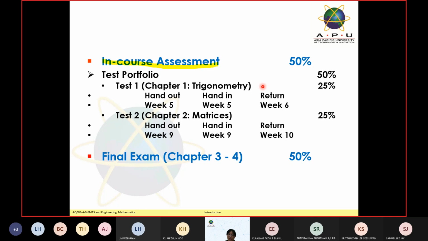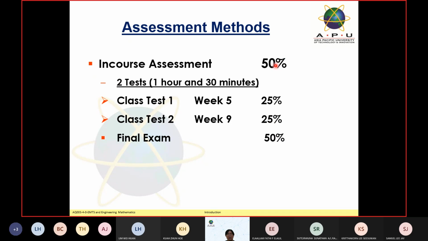As a conclusion, for your in-course assessment, you only have 2, test 1 and test 2. There's no change to the final exam. It still remains as what I told you last week: it assesses the last 2 topics, 50%. So the total in-course is still 50%. Now let's look at the duration.